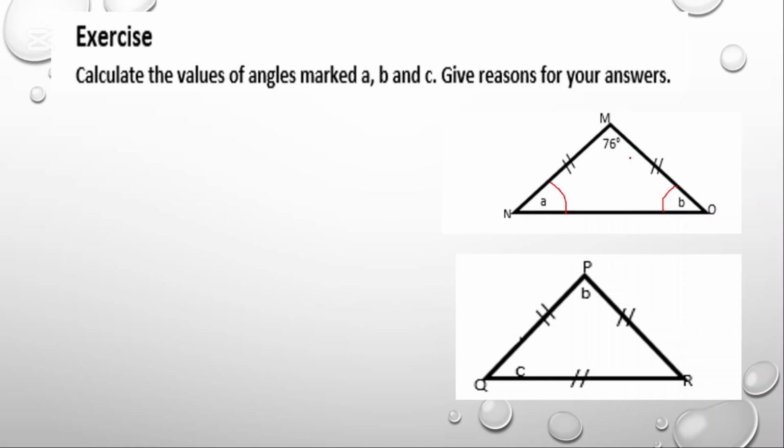You'll have to deduct 76 from 180 to get the sum of A and B. But you will know that A and B are exactly the same size. So whatever answer you get, you must just halve it to get each one's value. So we start by saying MN is equal to M.